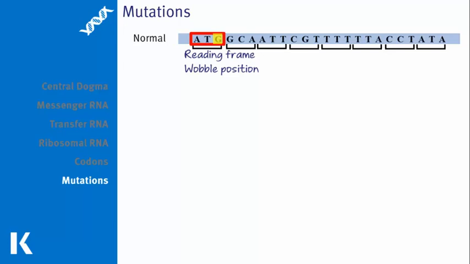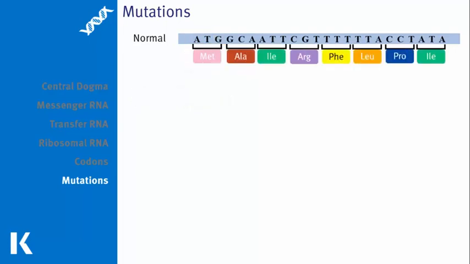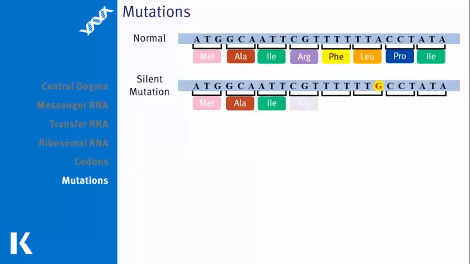When one nucleotide changes, we call it a point mutation. Look here, for example, at this mRNA. If we change the A to a G, it still codes for leucine. This is called a silent mutation, as there is no change in the amino acid sequence.